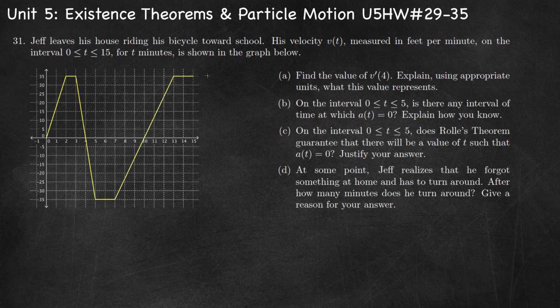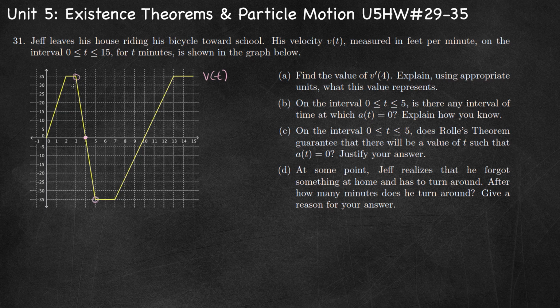So we are looking at the graph of v of t. We want v prime of 4. That's the slope of v at 4. So at 4, we're right here on our velocity graph. What is the slope at that point? Well, I can use these two corner points to get my slope.